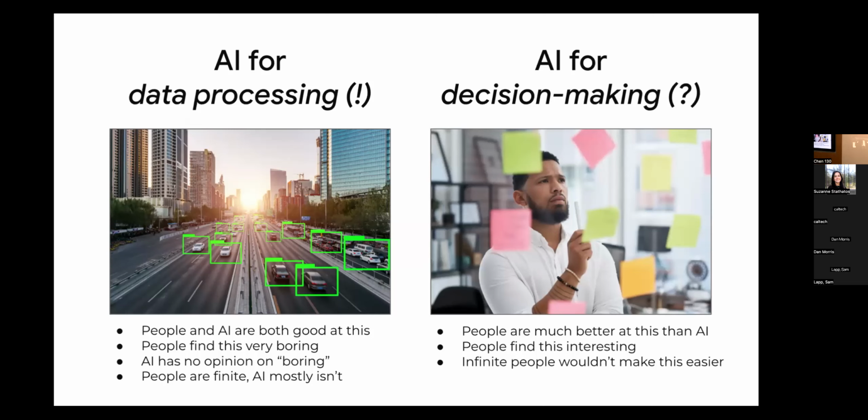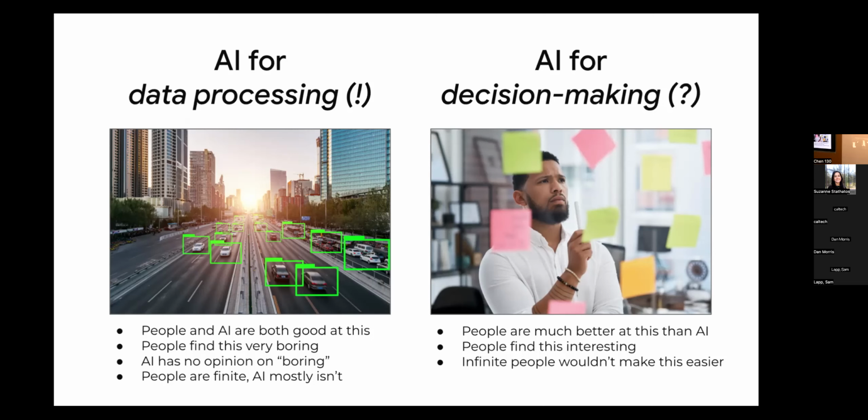These are things that people in AI are pretty good at in 2023. This is also the kind of task that people find very boring, and conveniently, AI has not yet complained about finding something boring. And people are also finite, whereas AI isn't. So if you have 50 million images like this from a traffic camera, you will run out of people to put boxes on those cars, but you more or less won't run out of AI. That's one kind of AI.